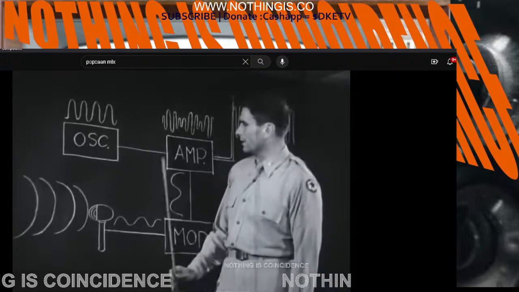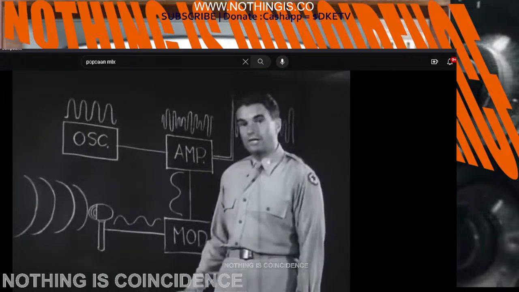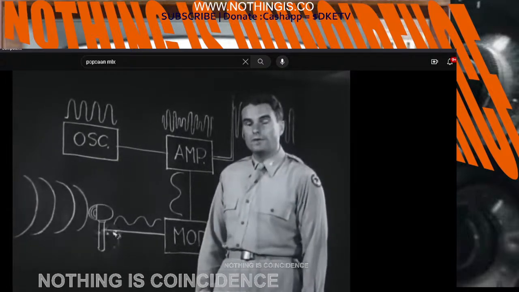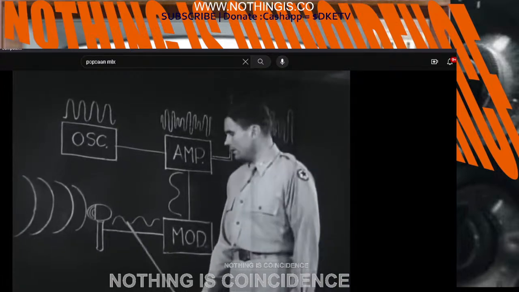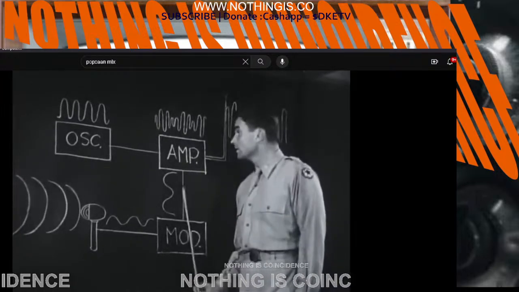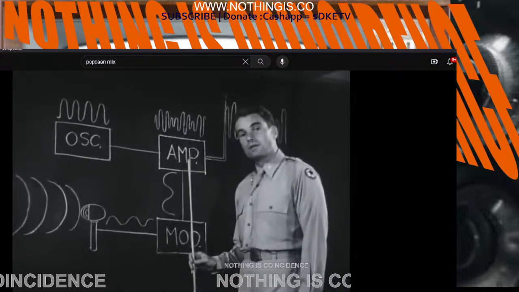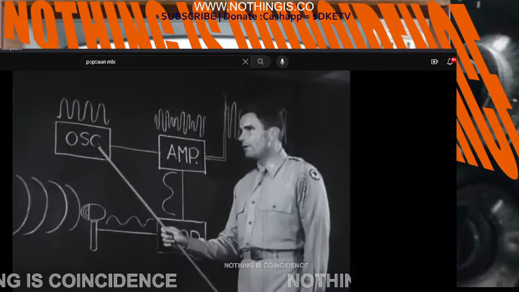Now, in AM, it's done like this. The intelligence goes into the mic as sound. The mic changes the sound into electrical energy that varies at an audio rate according to the sound. The electrical energy is fed into the modulator, where it's amplified. From here, it goes into the amplifier, where the fluctuations in electrical energy are impressed on the carrier, or radio wave, generated by the oscillator.